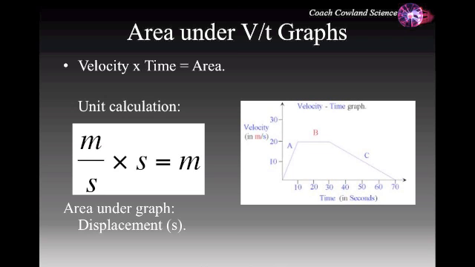The area under the velocity time graph will give you displacement. If you multiply the units meters per second, meters divided by seconds, by seconds, you end up with the units meters. That clue tells you that the area beneath the velocity time graph is displacement.